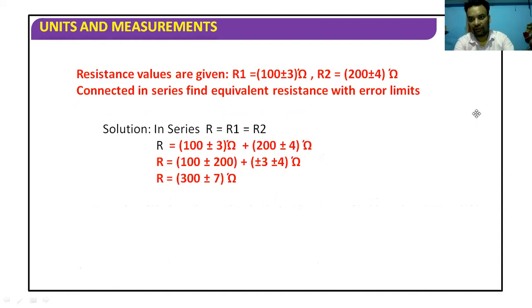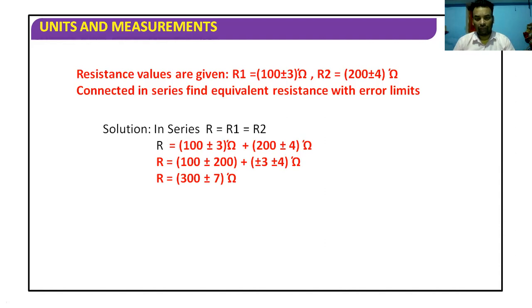I have one more example. Here we have two resistances. R1 is equal to 100 plus minus 3 ohm. R2 is equal to 200 plus minus 4 ohm. What is the meaning of 100 plus minus 3 ohm? It means in our observation, the resistance R1 may be greater than 100 or may be less than 100. It may be 103 ohm when 100 plus 3 is taken, and when 100 minus 3 is taken, it becomes 97. So the exact value may lie between 97 and 103.